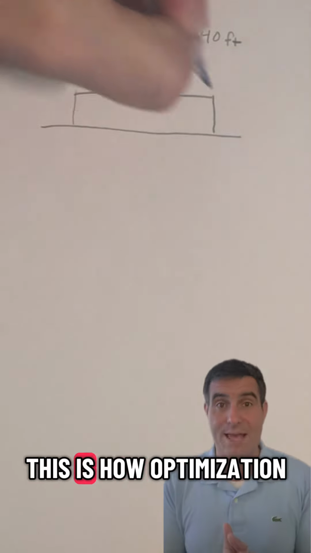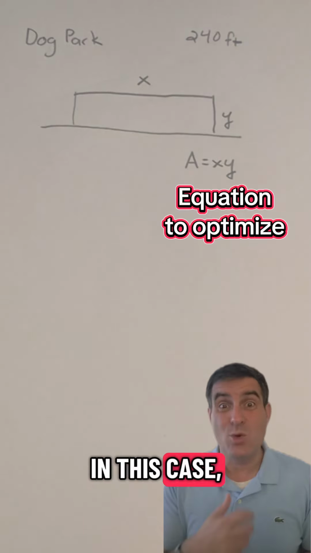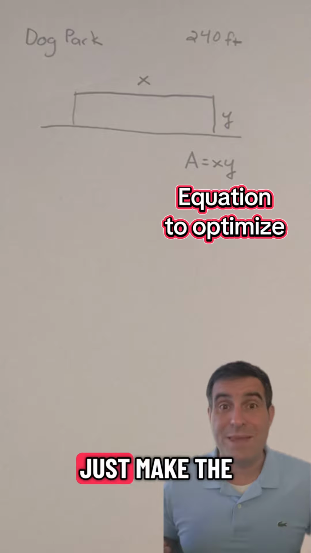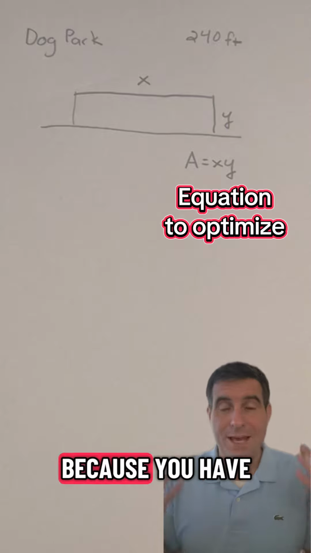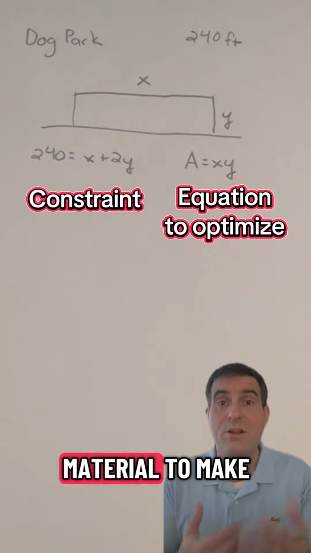And in general, this is how optimization questions work. You have one equation you're trying to optimize. In this case, you want to try to maximize the area of this dog park. But you can't just make the area 1,000,000 by 1,000,000 because you have a constraint. And in this case, the constraint is you only have 240 feet of material to make your fence.